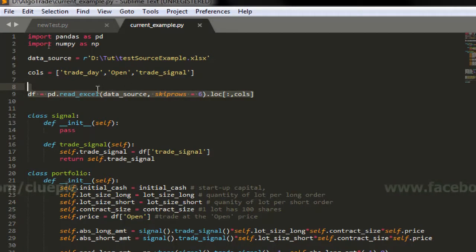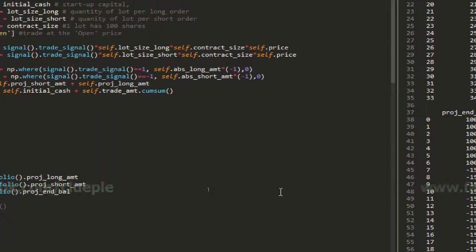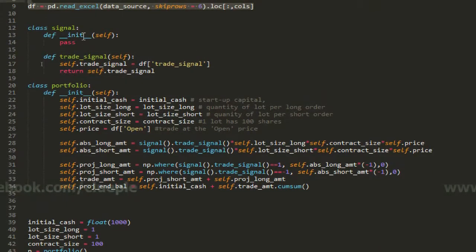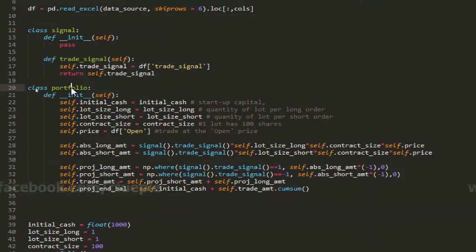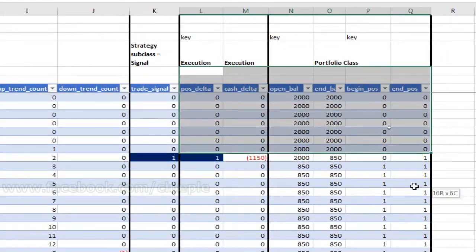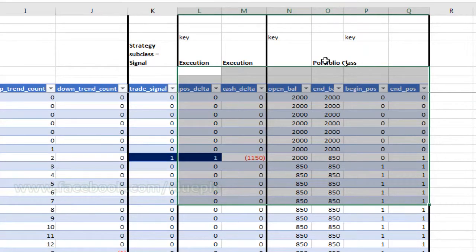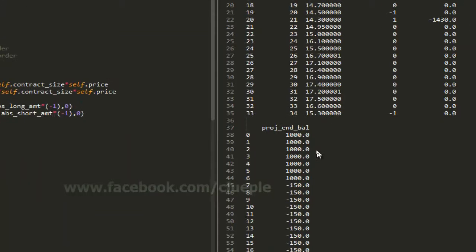Just read from the Excel. I'll show you. I just created two classes. One is the signal, and the other one is the portfolio. Portfolio is just the one. It's basically all these parts. This is the portfolio class. And what I got is this one.